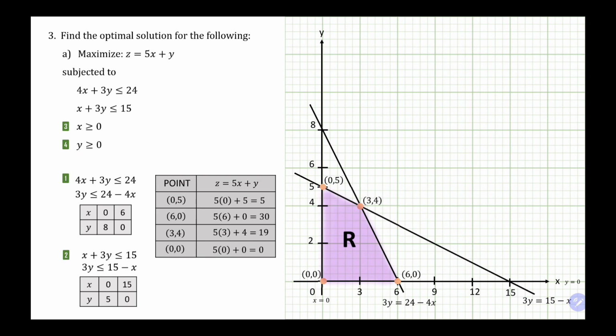Our objective is to maximize the function. So we find the maximum value. Which one is maximum? So, 30 at 6, 0. So we conclude the maximum value of z is 30 when x equals to 6 and y equals to 0.